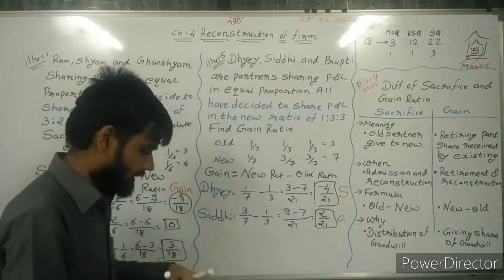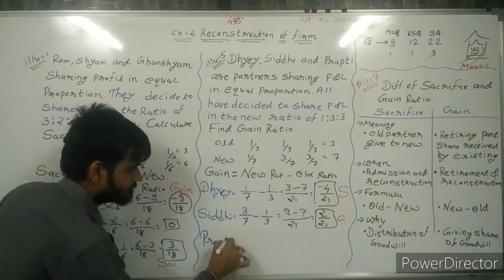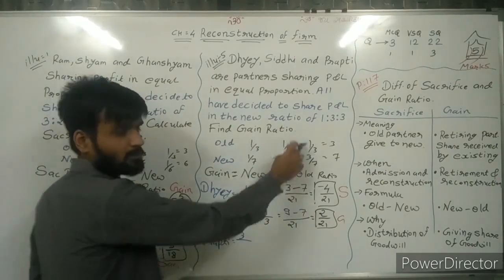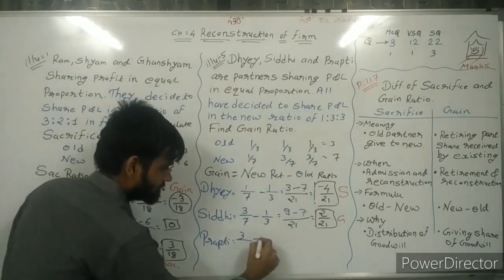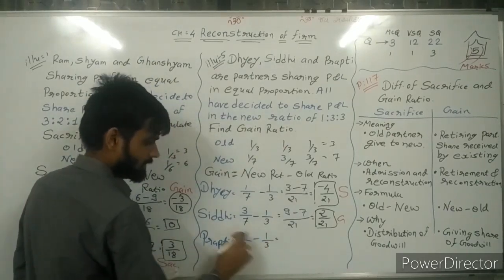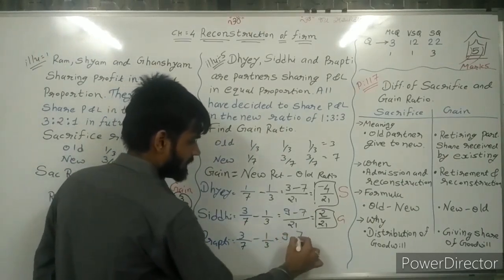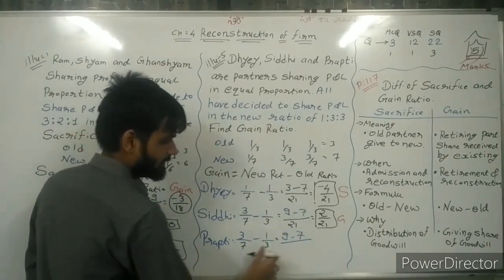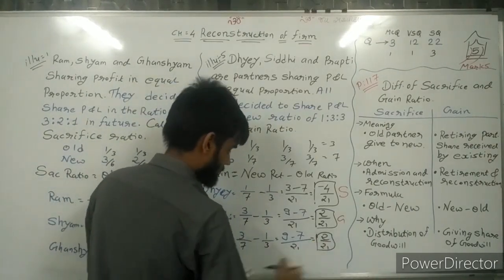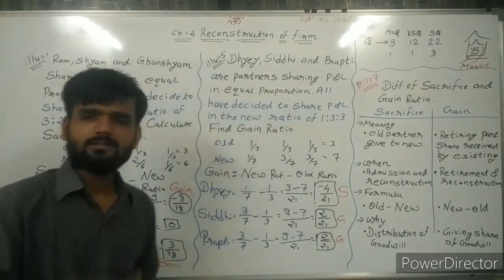But even so we are calculating. See, calculation of Prapti. So that is also the same. 3 by 7 minus 1 by 3. 3 3s are 9, 7 1s are 7, 7 3s are 21. Answer again 2 by 21. So again it is a gain. Simple.